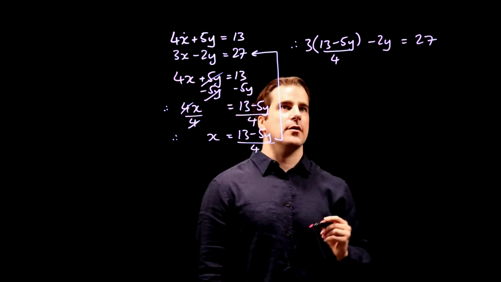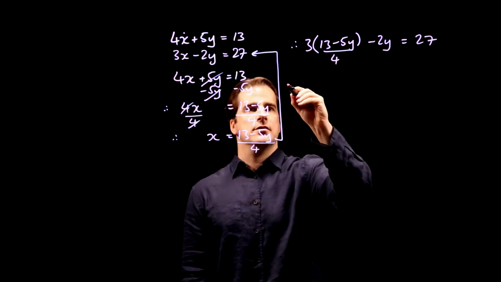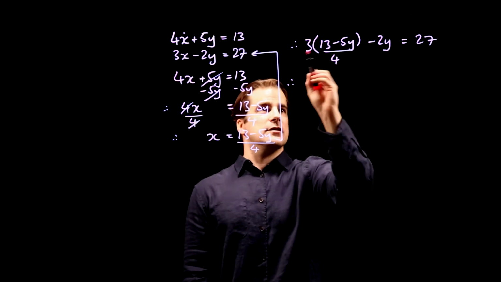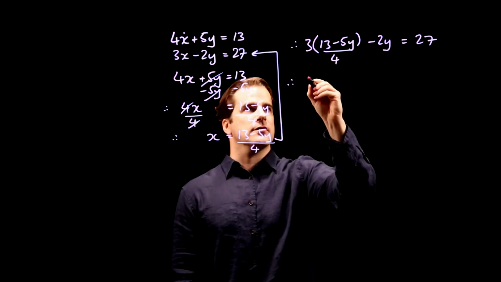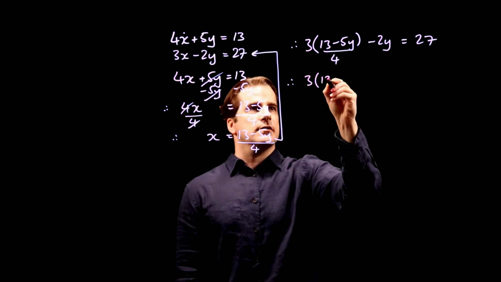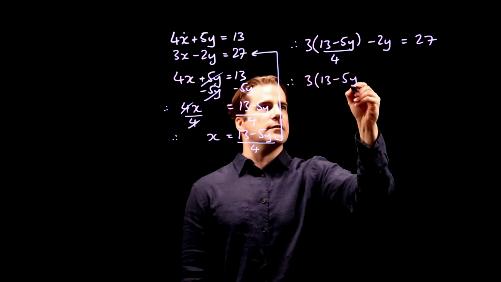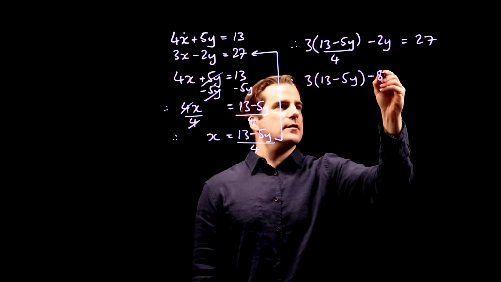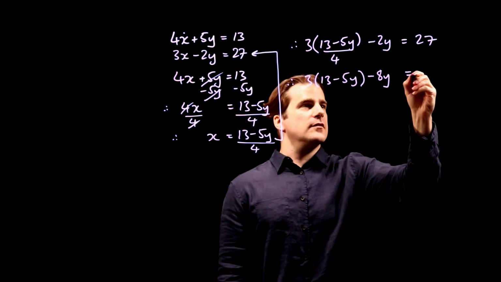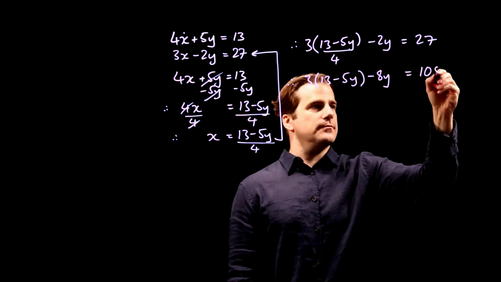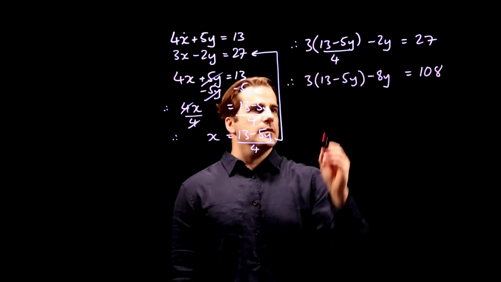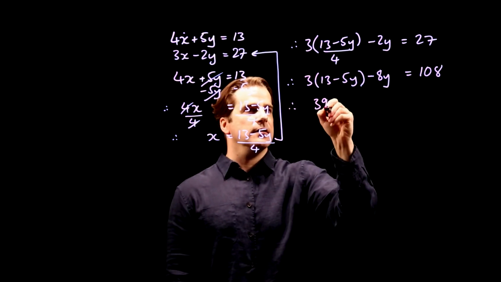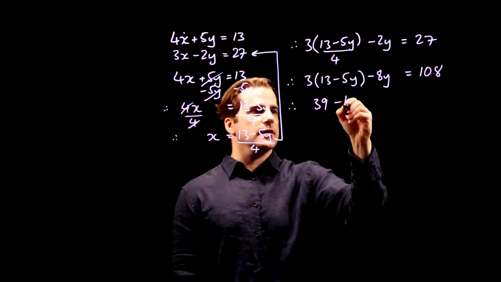So let's get the 4 off the bottom by multiplying all terms by 4. So this lot divided by 4 times by 4 is just whatever's on the top. So it's 3 times (13 minus 5y). Minus 2y times 4 is minus 8y. And 27 times 4 is 108. Okay, multiply out the bracket. 3 times 13 is 39. 3 times minus 5y is minus 15y.